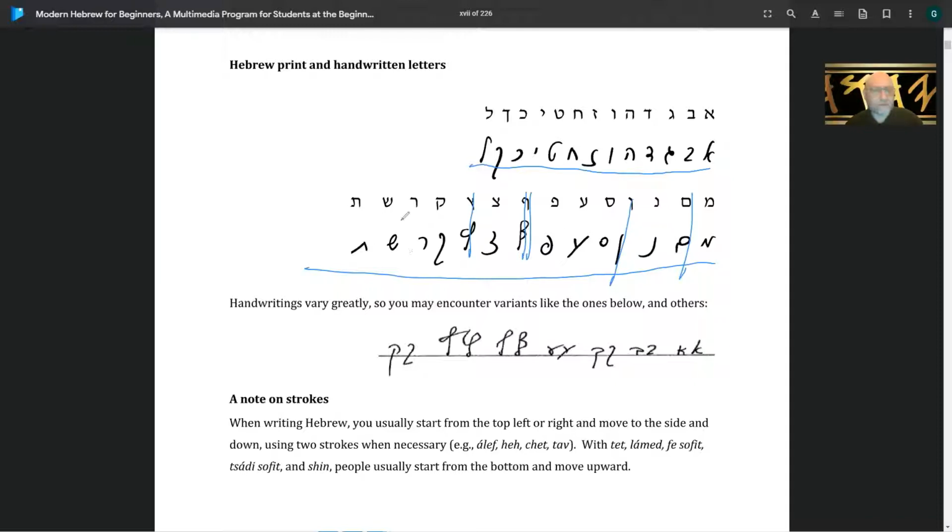So let's see here. There's 5 of these final forms. 1, 2, 3, 4. Okay, here's another one. This one's out. So these are the final forms here. They're out. So really, all we're focusing on is this one here. Tet, Yod, Chaf, Lamed, Mem, Nun, Samach, Ayin, Fe, Zadi, Kof, Resh, Shin, Tav.